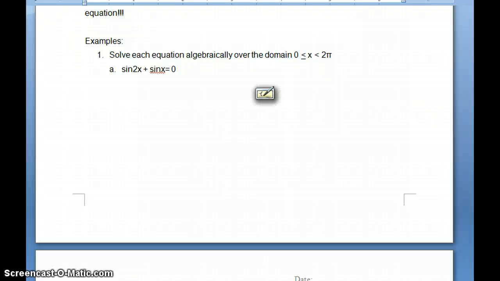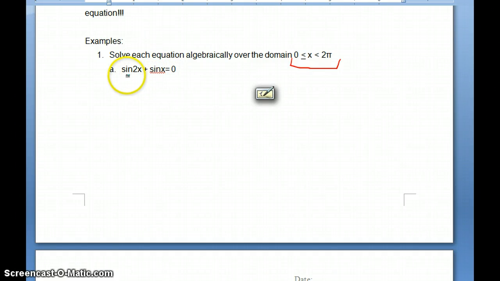So really nice here, they give us what values we're going to be using. We're going to be dealing with radians, and we have this restriction that it has to be within one rotation of the unit circle, or 0 to 2 pi. Okay? So to start off here, we have sine of 2x plus sine x is equal to 0. Right now, looking at this, we can't simplify this a whole lot, or we can't really do anything with it. So what we need to do is change either one of these into an equivalent form.